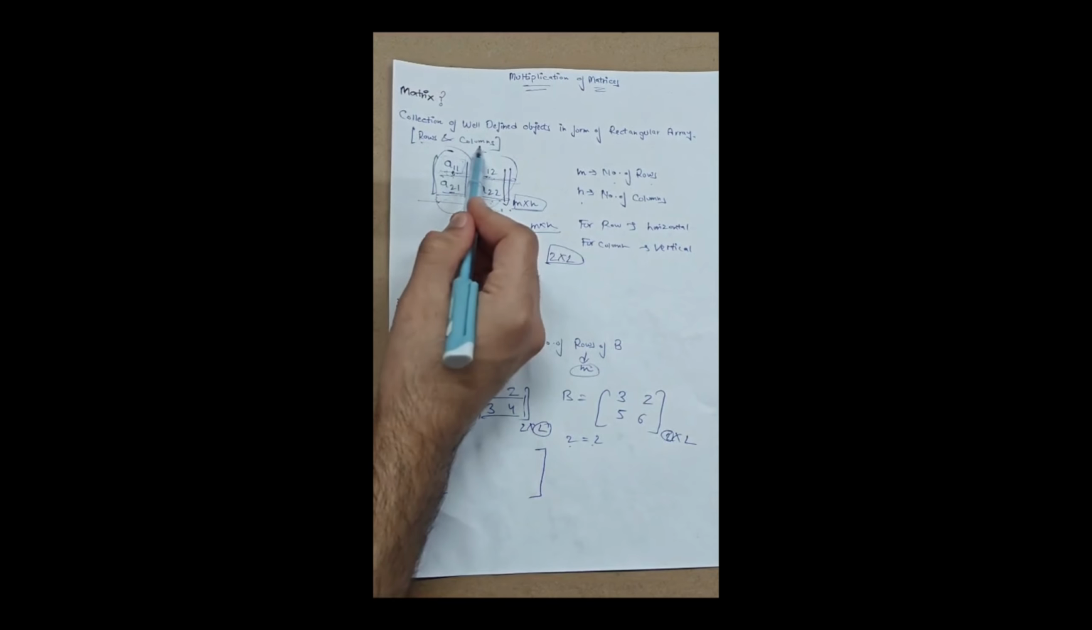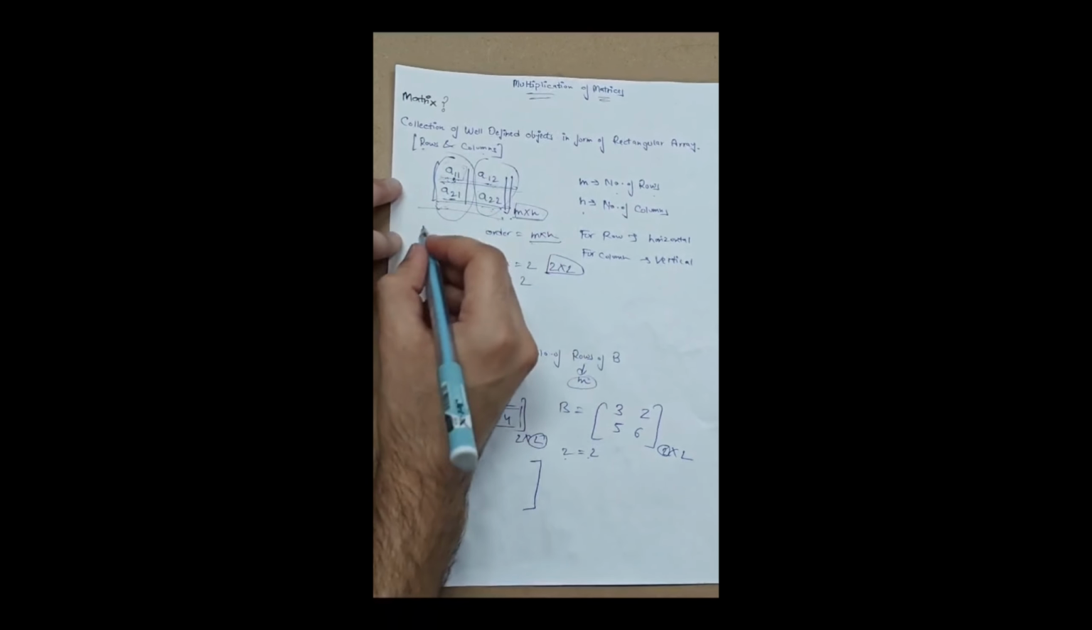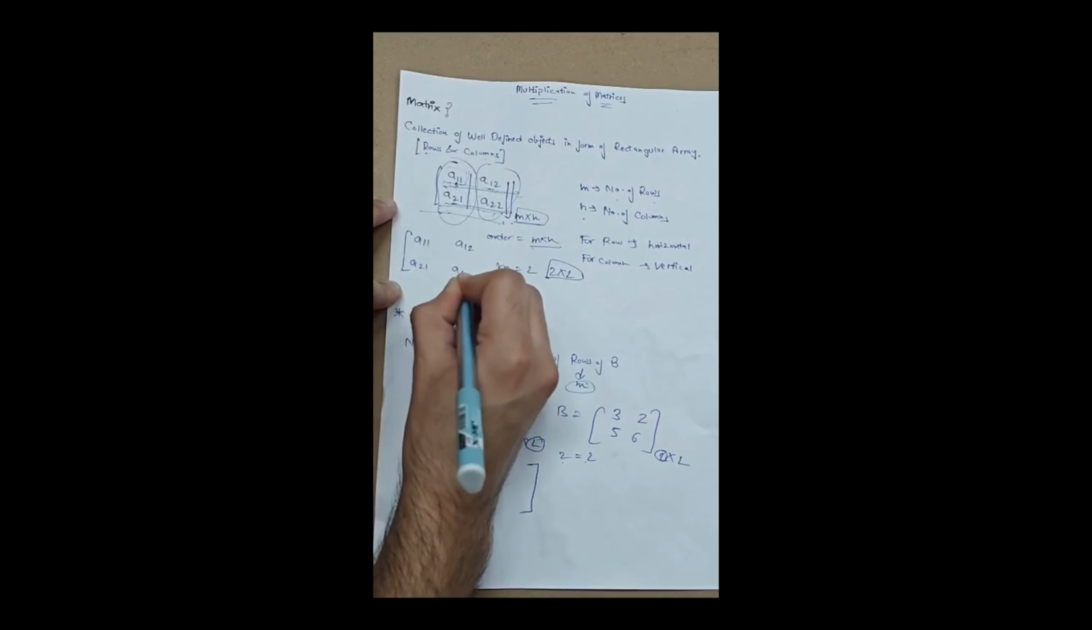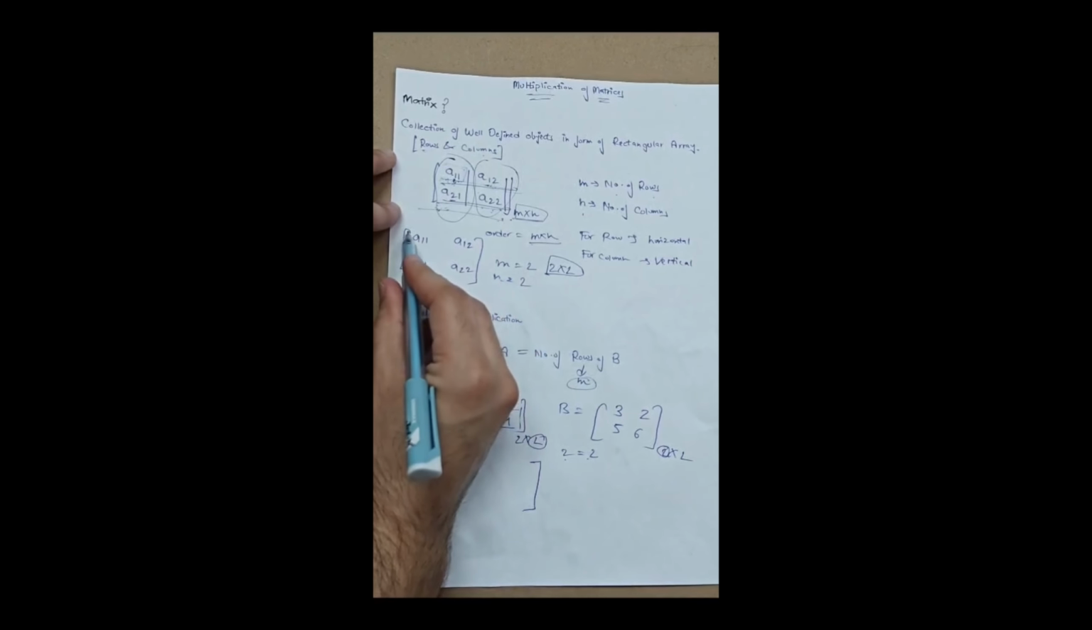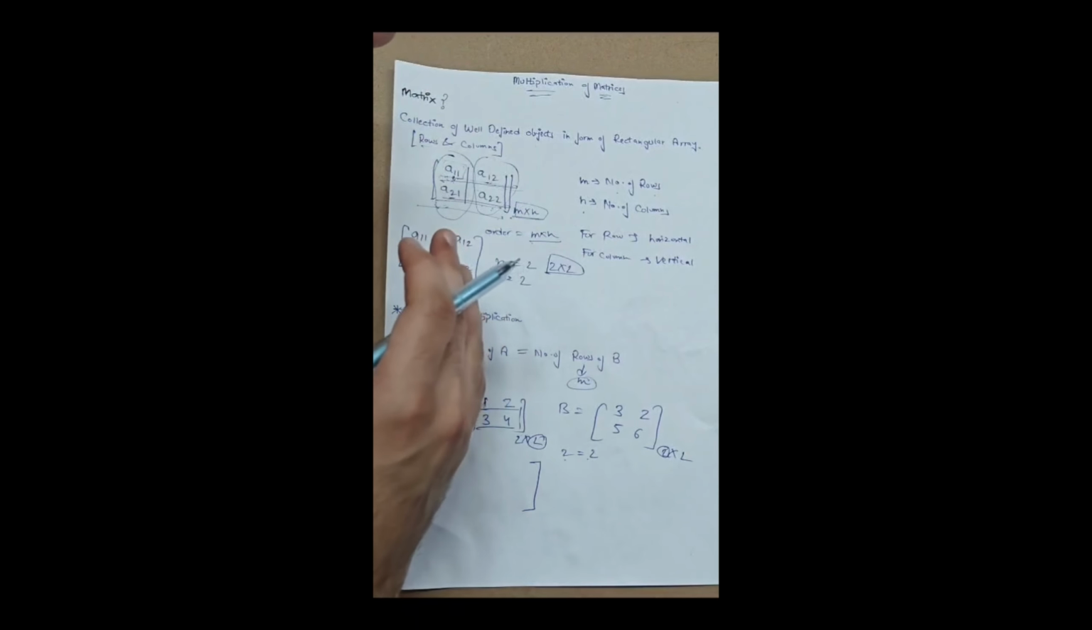Basically, a matrix is an array that stores elements in the form of rows and columns. This is the general form of a matrix. If I draw it like here: A11, A12, A21 and A22. So these elements inside this big square bracket, this whole is known as a matrix.